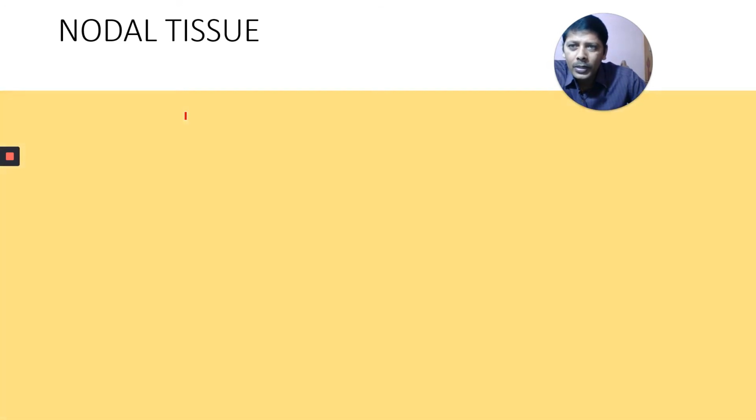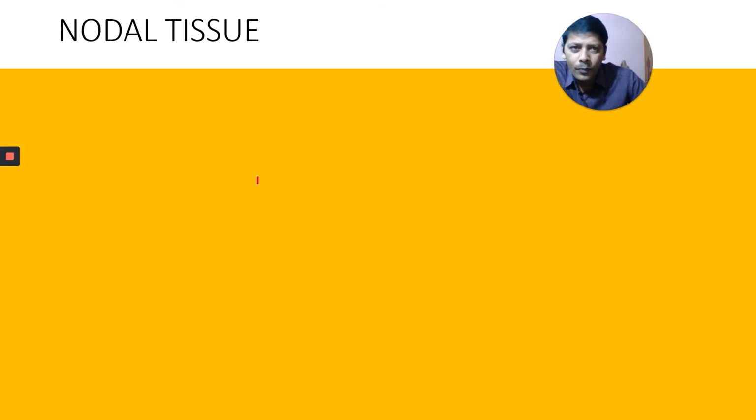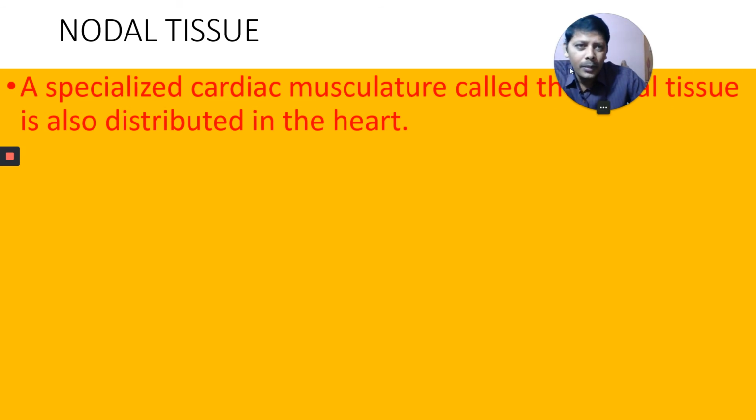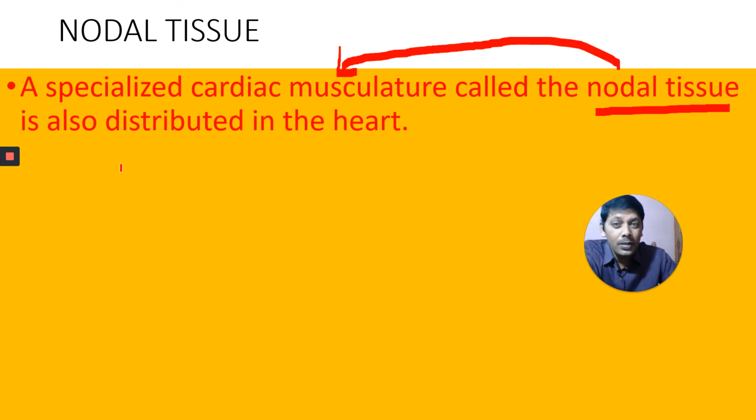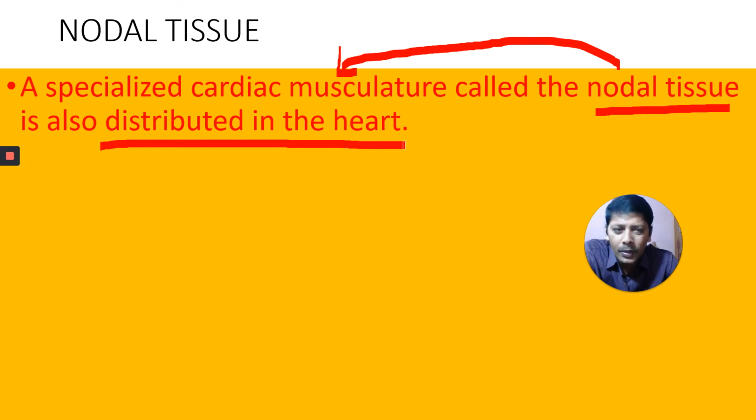Next one. A specialized cardiac musculature called nodal tissue. This is nodal tissue, also cardiac, as I told you in the previous slide. This specialized cardiac musculature is distributed in the heart. Some part is in the upper corner of the right atrium, some part in the lower, some part in the interventricular septum, and some part in the ventricular musculature. Like that, it is distributed. It is not present in one place.